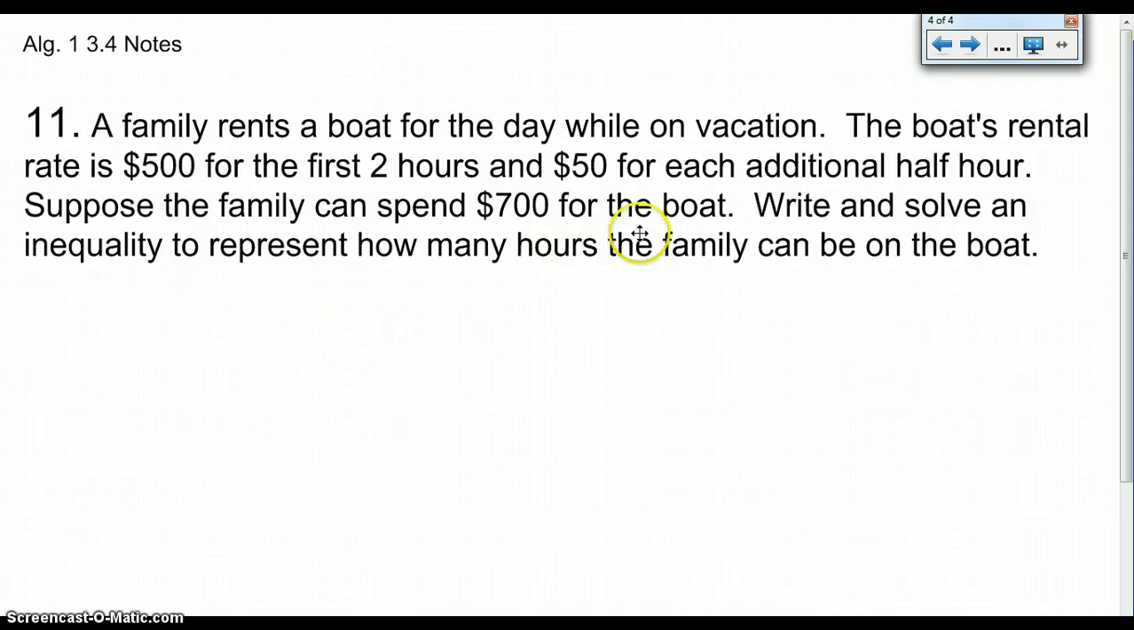So, we know we can only spend $700. So the cost we're going to write an expression for has to be less than or equal to 700. So then we start by paying up front $500. And then we have to add something.